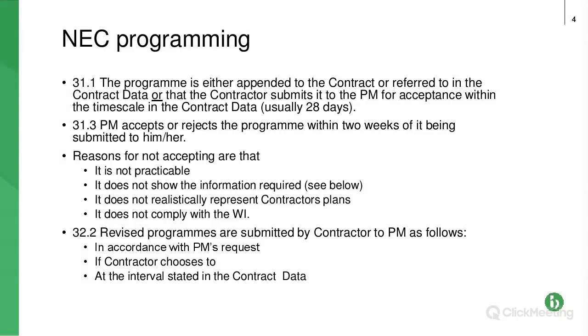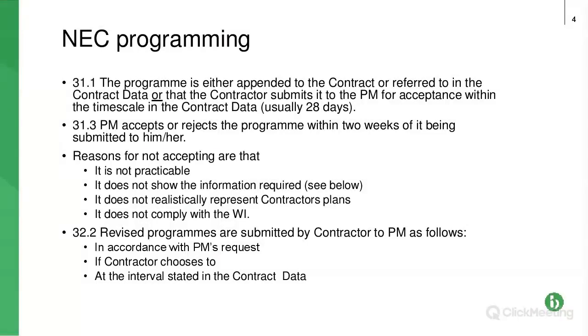So just a quick run through. The section for programming is clause 3. It's actually entitled time. And then, of course, because of the strange numbering in NEC, we're then into clause 30, which deals with the time for completion and the start date. I'm not going to touch on that at this stage. So then we're at 31.1, which is about the programme. We've got at least a page of type about the programme and what it needs to include.